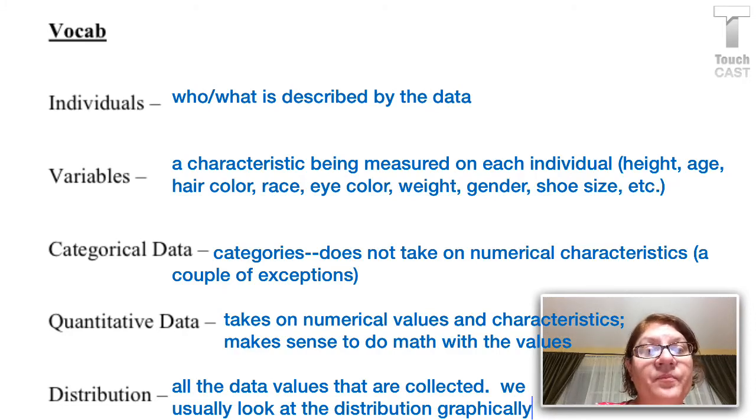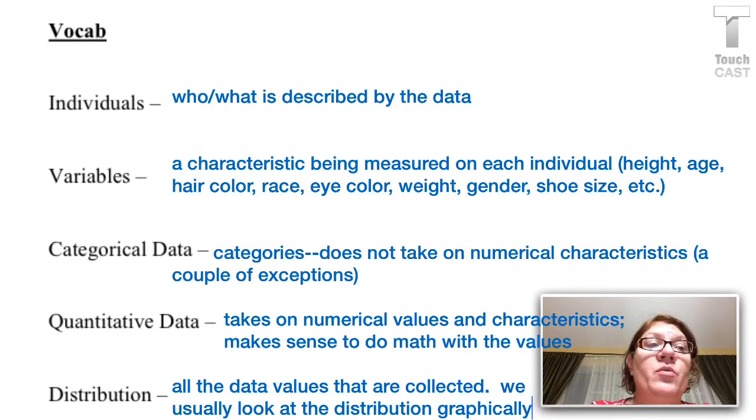So the vocab. Individuals are who or what we're describing. It could be kindergartners, it could be Americans, it could be Los Osos students, it could be animals of some sort, all cows, or whatever the data is describing. Variables are the characteristic that we're measuring on each individual.